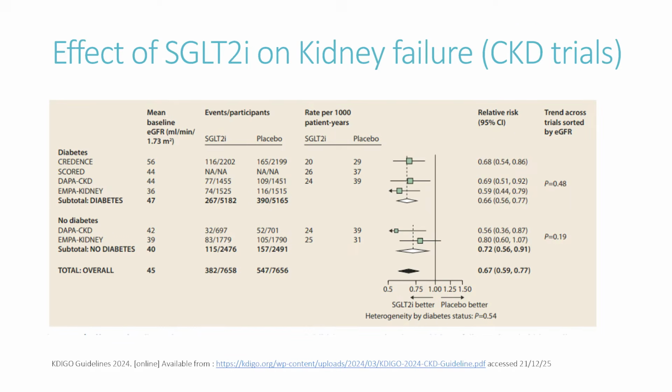We know that SGLT2 inhibitors are very safe and effective treatments for CKD. There's a wide range of international trials showing the evidence base for using them. If we have a look at the relative risk reduction and that line of nil effect, the SGLT2 inhibitors all lie to the left-hand side, showing a beneficial effect on that relative risk reduction of kidney outcomes. And that's across the board in people with diabetes and without diabetes.